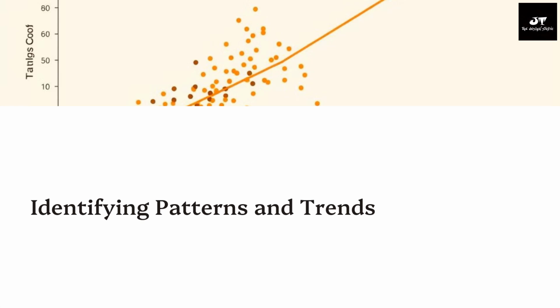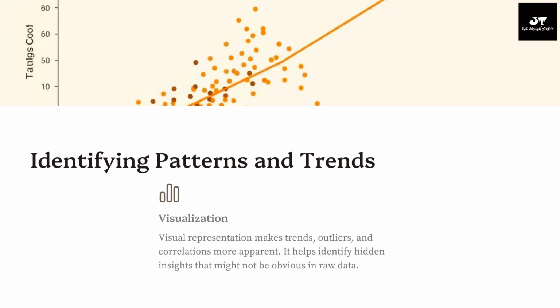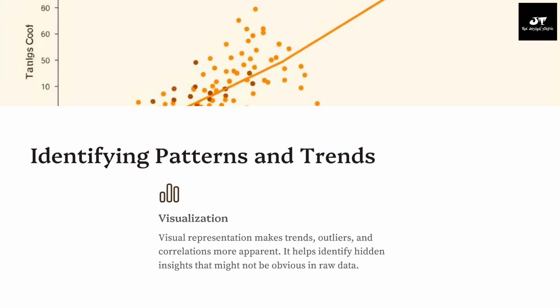The fourth objective is to identify patterns and trends. Visual representation makes trends, outliers, and correlations more apparent and accessible, allowing for quicker and more effective analysis. It helps identify hidden insights that might not be obvious in raw data, such as seasonal patterns in sales, emerging market trends, or unusual fluctuations in performance metrics.